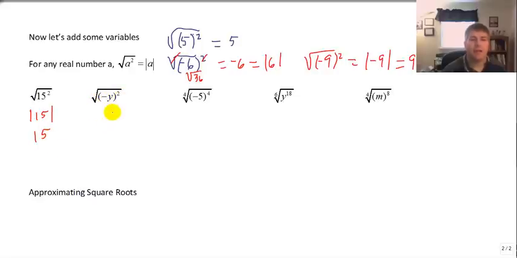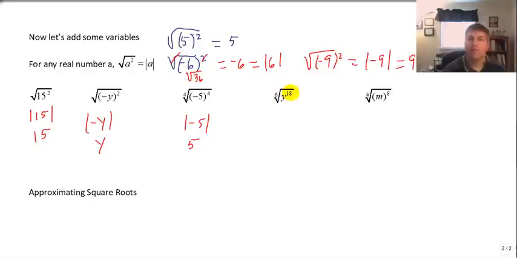The square root of negative y squared, so I have an even exponent, so that is going to be the absolute value of the opposite of y, which is y. Now, I don't have a square root here, but I do have an even index and an even exponent. So my answer will be, and these are inverse operations again, the absolute value of negative 5, which is 5.